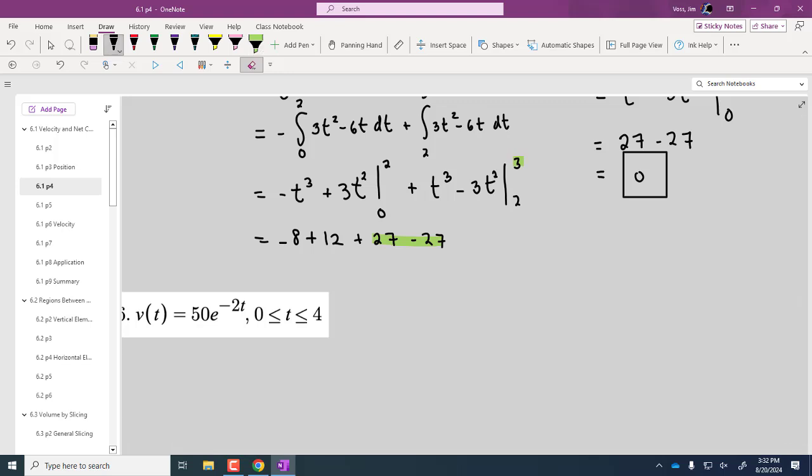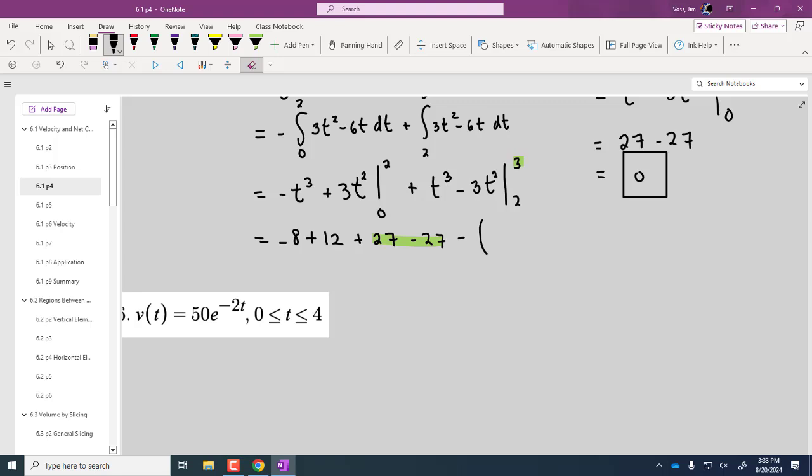Now we have to subtract off. This is where the mistakes often happen, subtracting off the lower limit. It's true. Say again? The minus 27 is wrong. It is? Yeah. Because it's different.